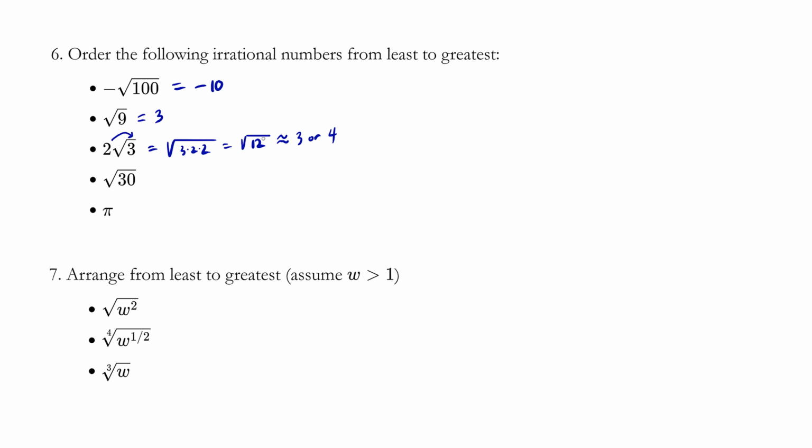So you can see that 3 times 3 is 9, which is below 12, the radicand, and 4 times 4 is 16, which is above the radicand. So therefore the square root of 12 is between 3 and 4. Now what about root 30?